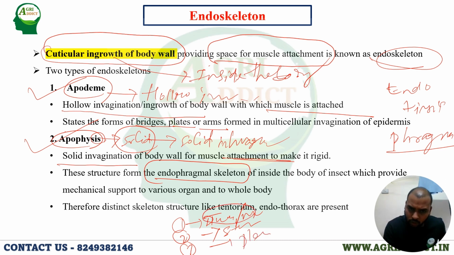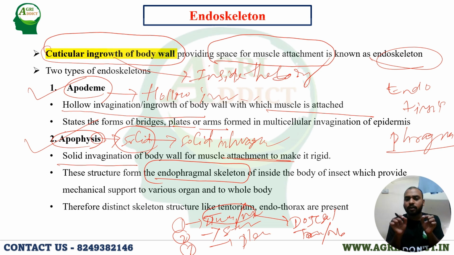In the dorsal sclerite, that is the tergum or notum, a particular shape is called phragmata. Inside this phragmata these apophyses are present. That's why it is called the endophragmal skeleton. They also provide space and mechanical support for various organs of the whole body. Therefore, distinct skeletal structures like the tentorium and endothorax are present.